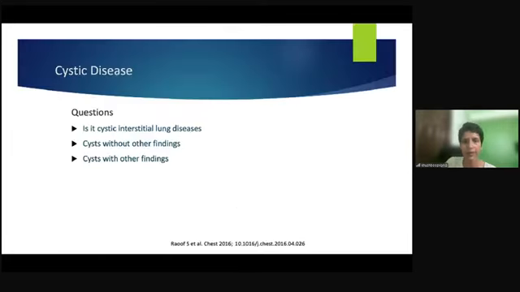In order to do that, we make it simpler by asking ourselves a few simple questions. Number one, whether it's a cystic interstitial lung disease, whether you are seeing cysts without any other findings or there are cysts with other findings. There are a lot of other pathologies like infections which present with cysts and so on. But there is an entity of cystic interstitial lung diseases where the pathology is the involvement of the lung parenchyma due to a background systemic process.